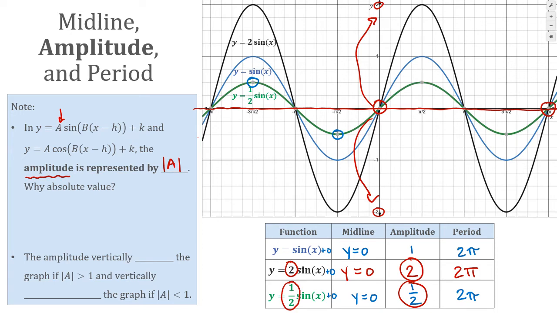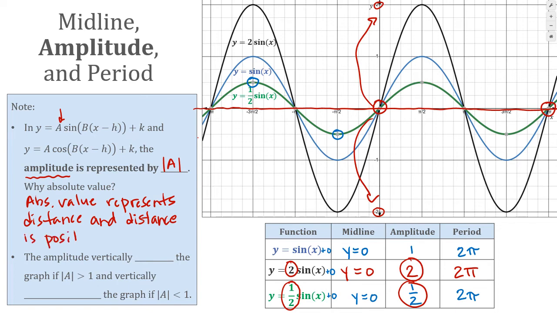So why absolute value? I think my answer would be because absolute value represents distance, and distance is always positive. Whether you walk forward or backward, you're going somewhere. So it's always positive.